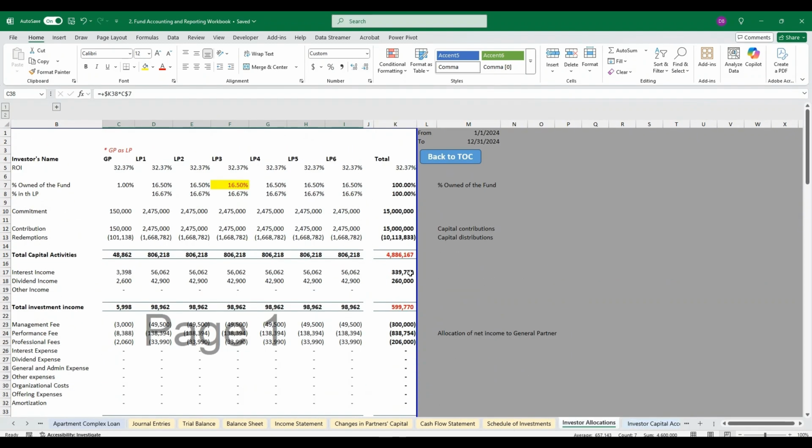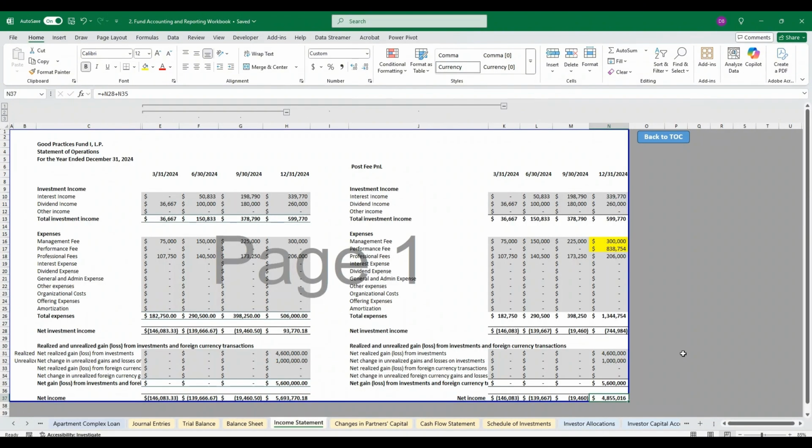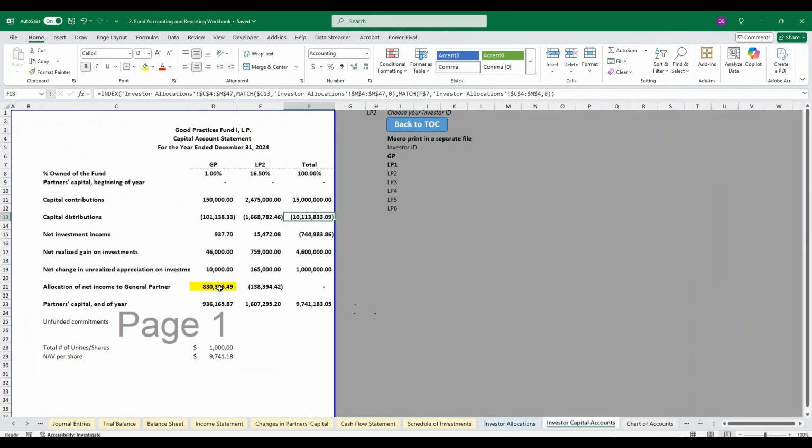In our investor allocation, we have our performance fee allocation here. The GP, we will charge 1%, and the rest of them will be allocated accordingly based on the ownership. So these would be net income after the fees in the income statement. And in our capital account statement, the GP will receive all the fees as a fund manager. So this is the GP's ending capital after getting all the fees. And this is the LP's allocation. So this is what ending capital looks like for each of the investors after the fees.